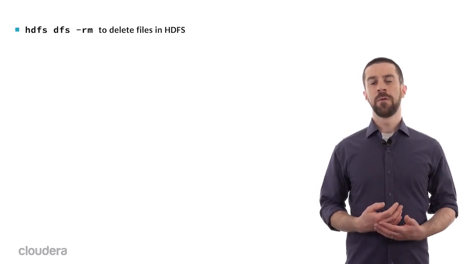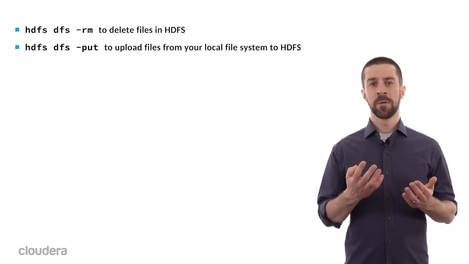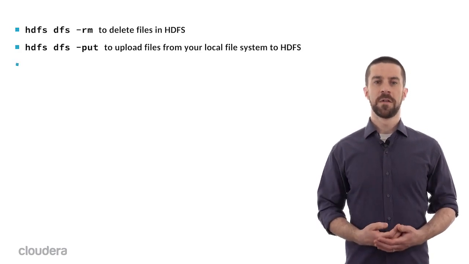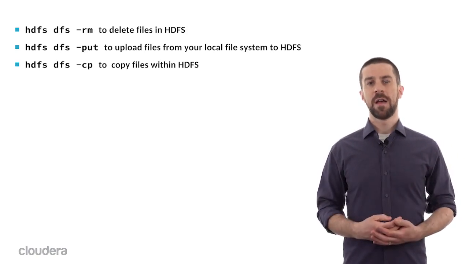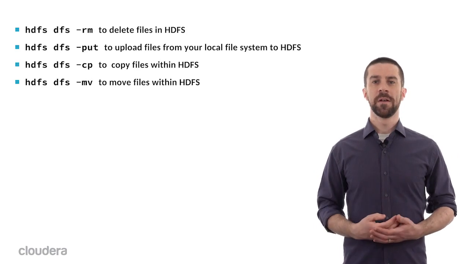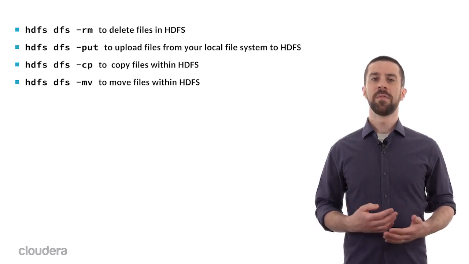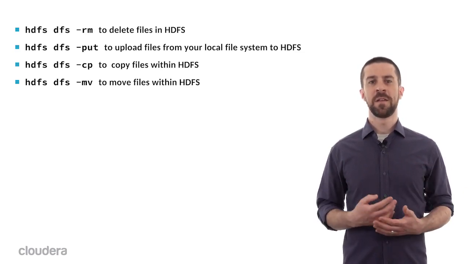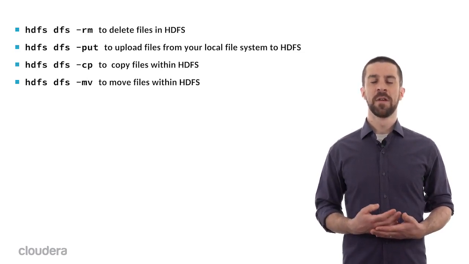So to review, in this video, you learned about 4 HDFS shell commands that you can use to manage files. rm to delete files in HDFS, put to upload files from your local file system to HDFS, cp to copy files from one directory to another within HDFS, and mv to move files from one directory to another within HDFS. With these commands, plus knowledge of which HDFS directories contain the data files for which tables, you'll be able to manage the data in Hive and Impala tables from the command line.